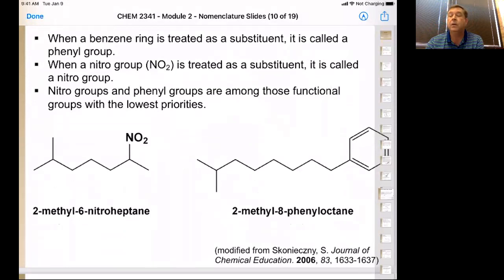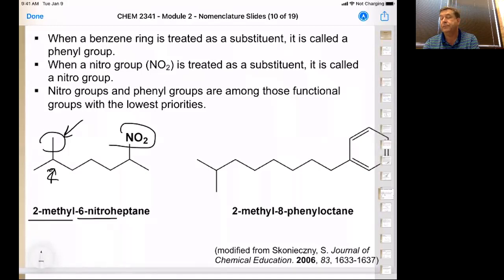another functional group here. So notice the methyl group here on this chain is a higher priority than the nitro group. So the methyl group is at the lowest number, in this case 2. So we have 2-methyl, 6-nitroheptane. Okay, and here again, the phenyl group is a lower priority. So you actually start numbering from this direction here, which will give us the octane as our main parent. And we have 2-methyl, 8-phenyl octane.